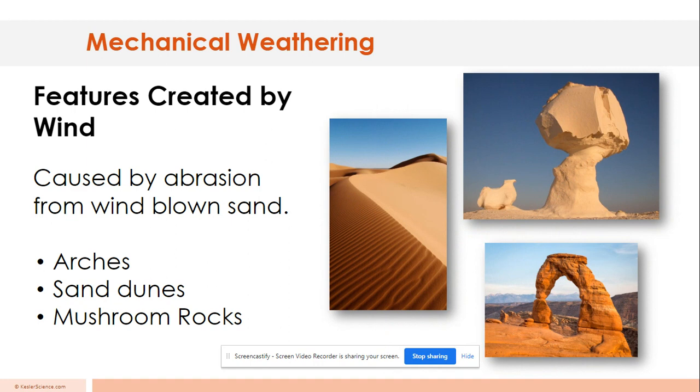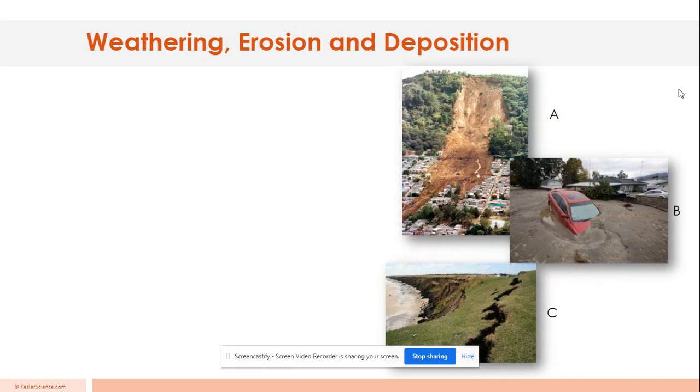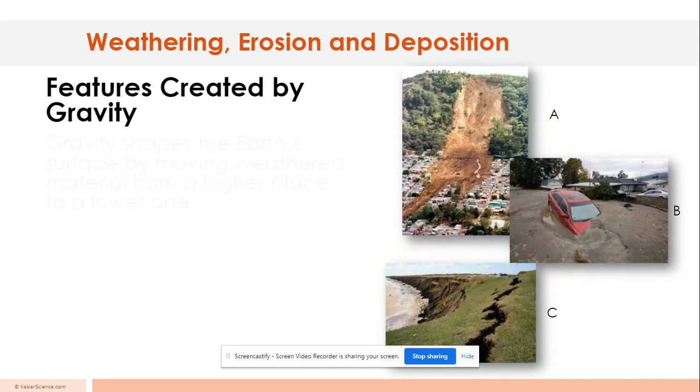So here's some really cool features that are created by wind. This is caused by the abrasion of wind blown on sand. You can see the arches, the sand dunes, the mushroom rock here. Some really cool features. Now, here's some features created by gravity.